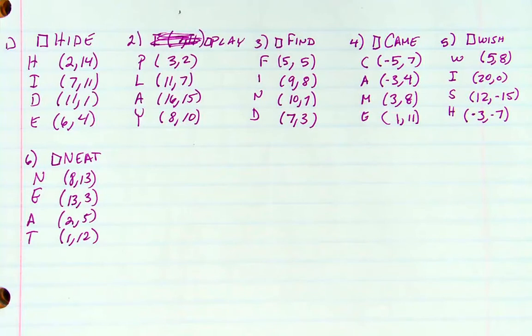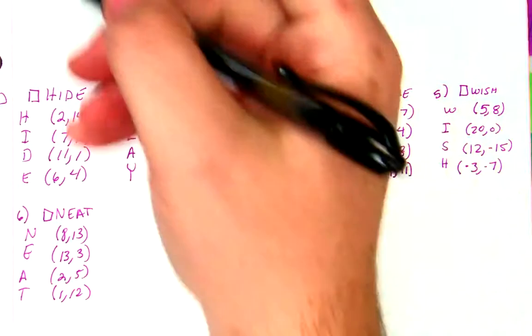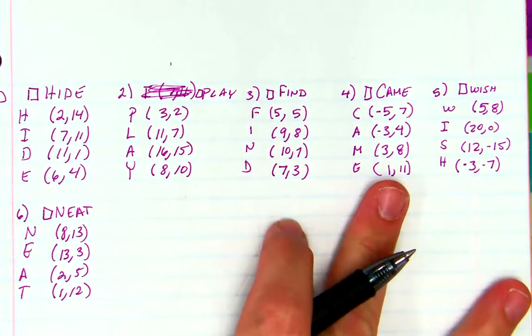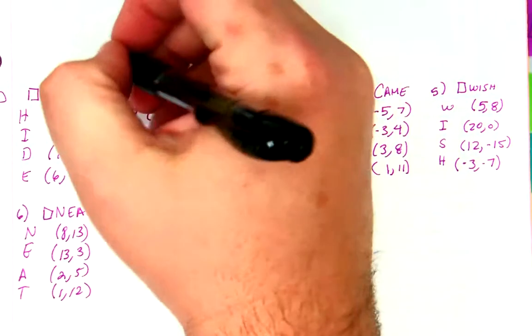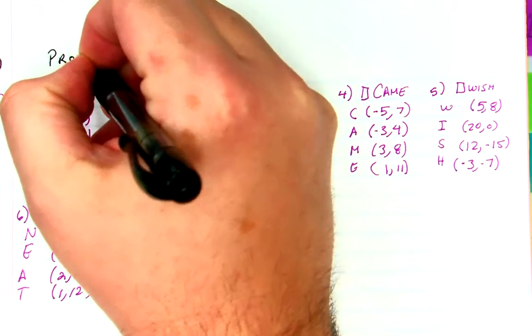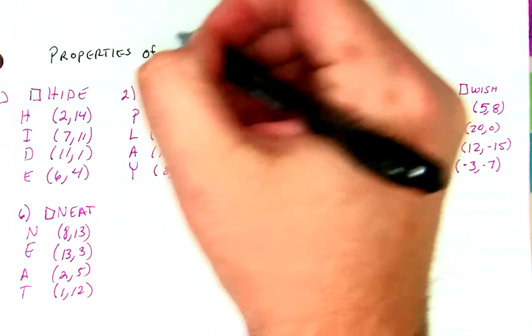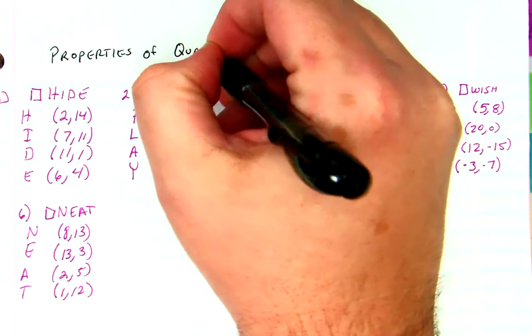All right, we're recording. So what we're going to do is, if you want to put a title on here, I have the 5 figures or the 6 figures that we're going to be dealing with. We could call this properties of quadrilaterals.